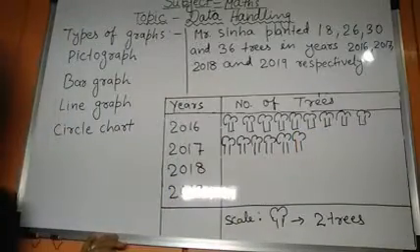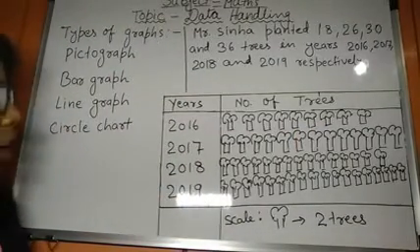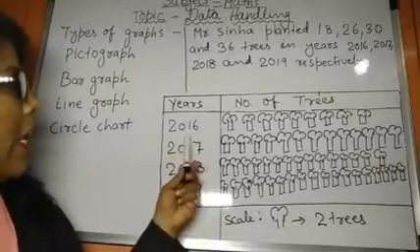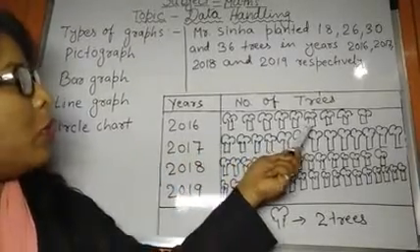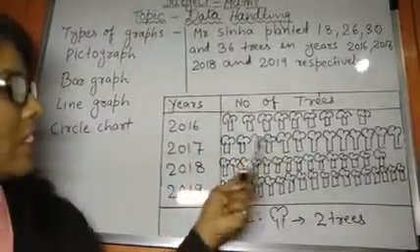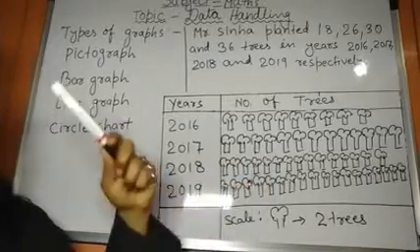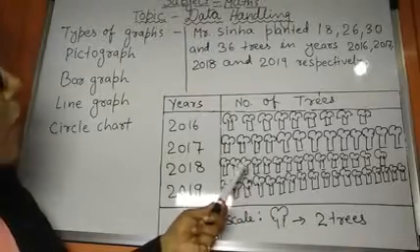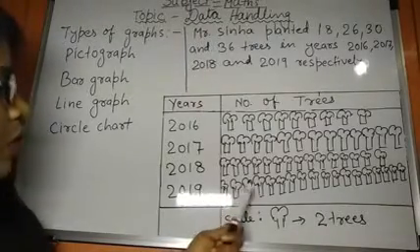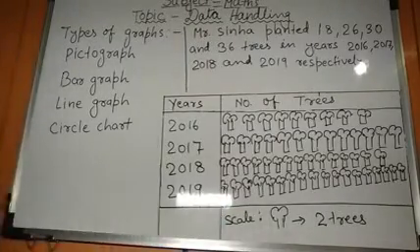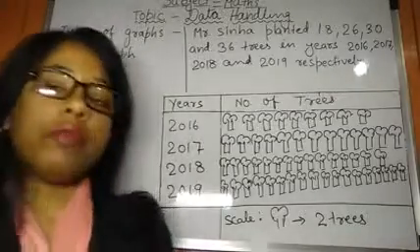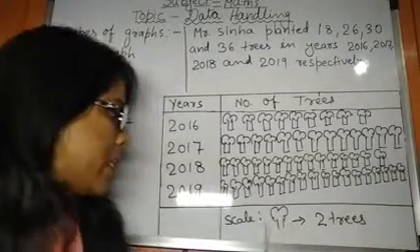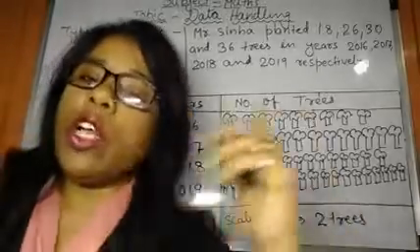So now the pictograph is ready. Now see, in 2016 you have to make 9 trees. In 2017 you have to make 13 trees. In 2018 you have to make 15 trees, and in 2019 you have to make 18 trees. Because for one tree symbol, it is showing 2 trees.